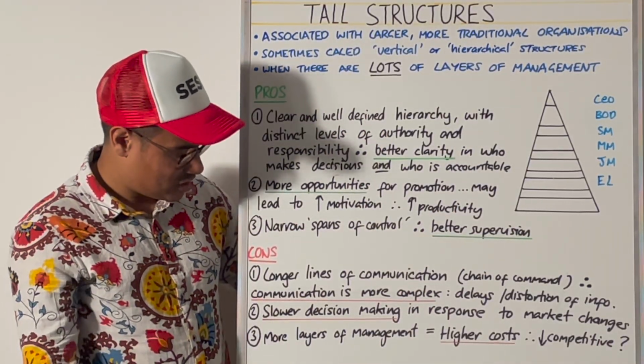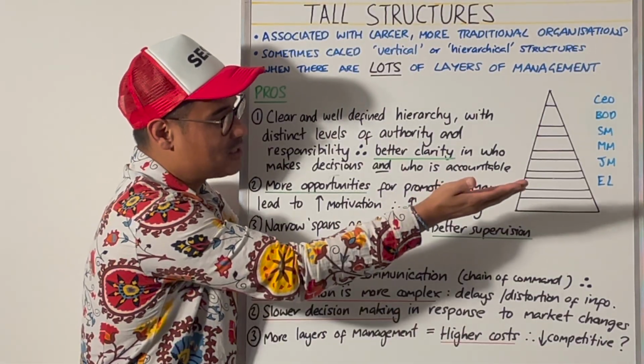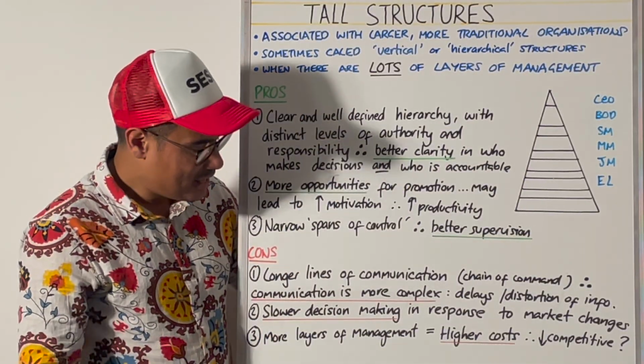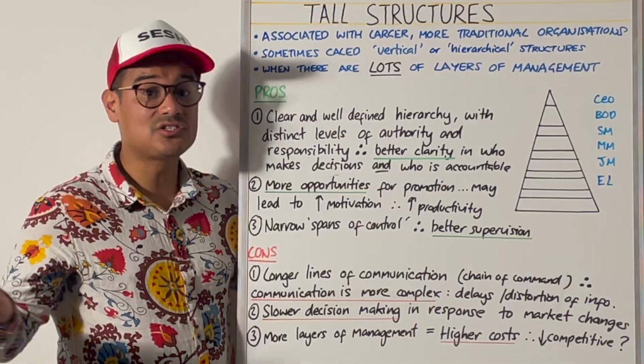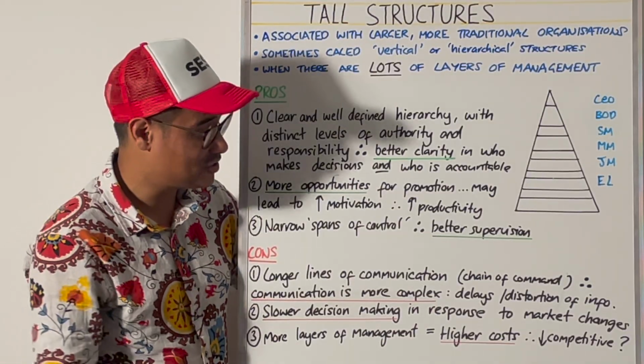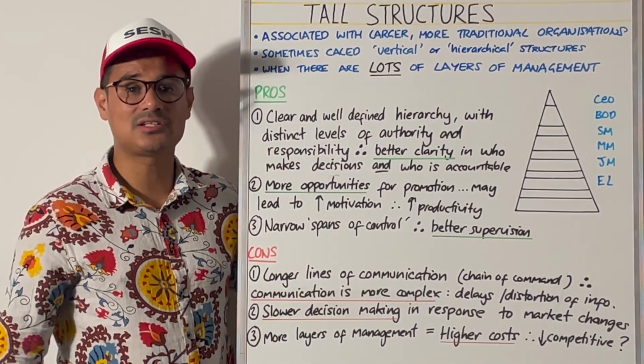Also, could lead to slower decision making in response to a market change, because it might need to move through the organisation. It'll be much slower, of course. And then because there are so many layers of management, it could lead to higher costs, to be precise, operating costs, and that will mean that the business might be less competitive.